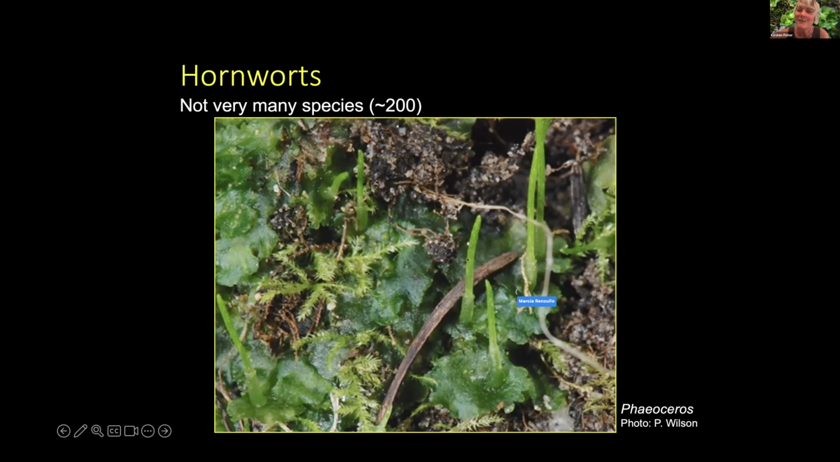Can you guys see if I use the arrow on this? Yeah, I can see it. Yeah, okay, cool. Right on. I'll use it as my pointer then.